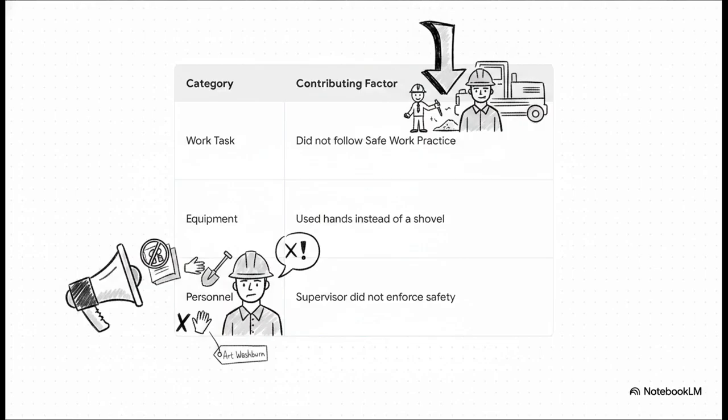Under work task, the crew just straight up didn't follow the safe work practice near mobile equipment, mostly because nobody actually communicated it to them. Under equipment, yeah, the worker used his hands instead of a shovel, but look at personnel. This is the kicker. The foreman, Art Washburn, was right there. He's literally listed as a witness. Yet he completely failed to enforce the safe work practice or any control measures. The supervisor literally stood there and watched the unsafe act happen.